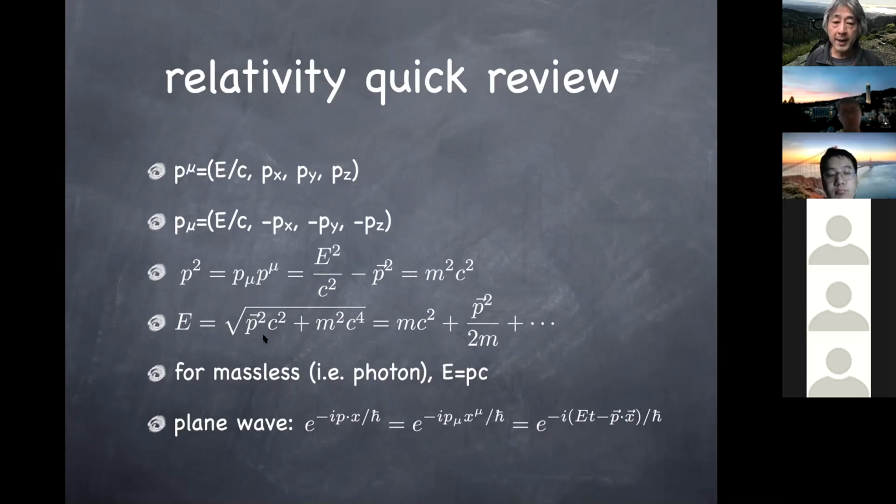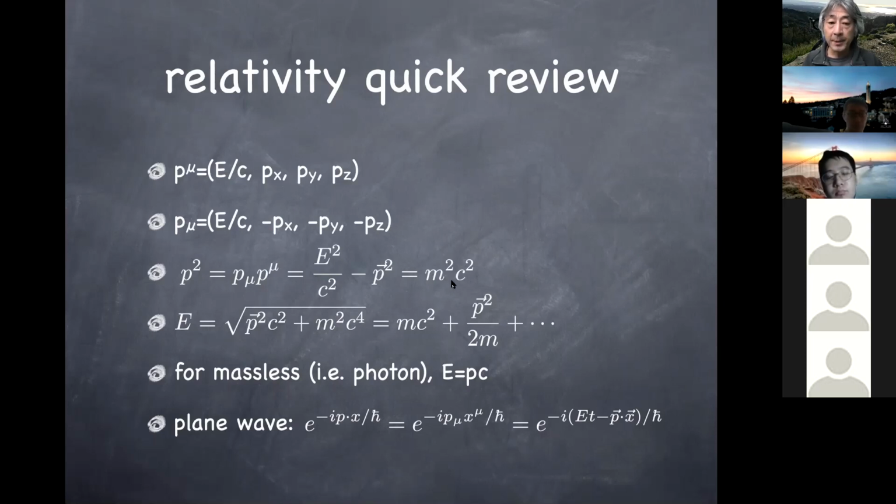And just plugging this expression of the energy you're familiar with into this expression, you can verify that p squared is m squared c squared. Then indeed, the mass of the particle is just a number, and hence Lorentz invariant. So now you have verified that contracting indices this way indeed does give you a Lorentz invariant quantity.